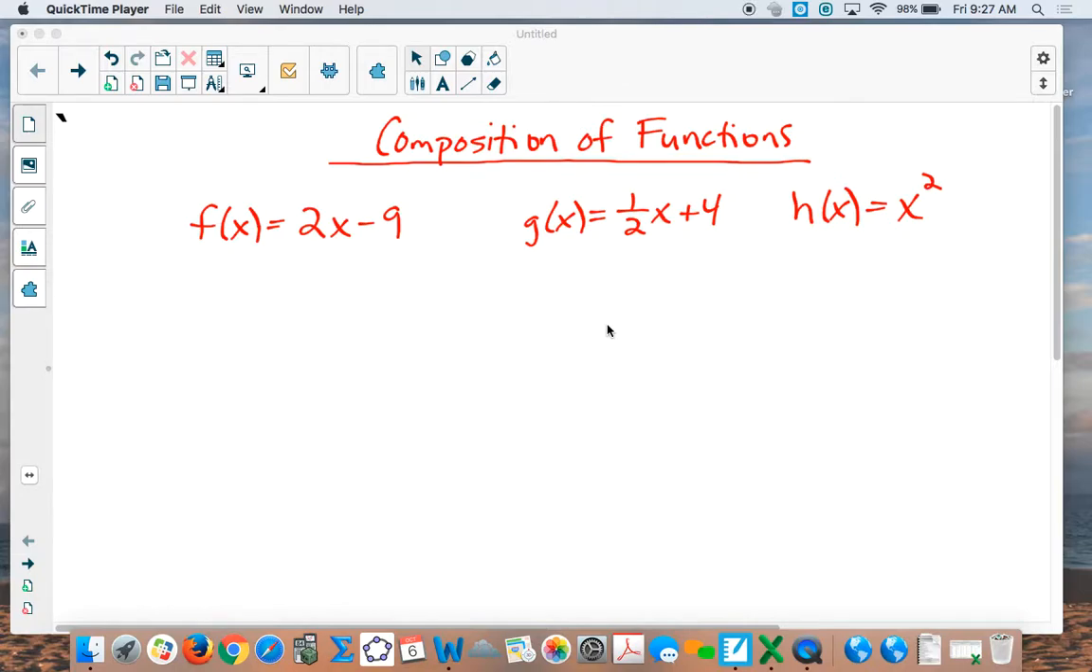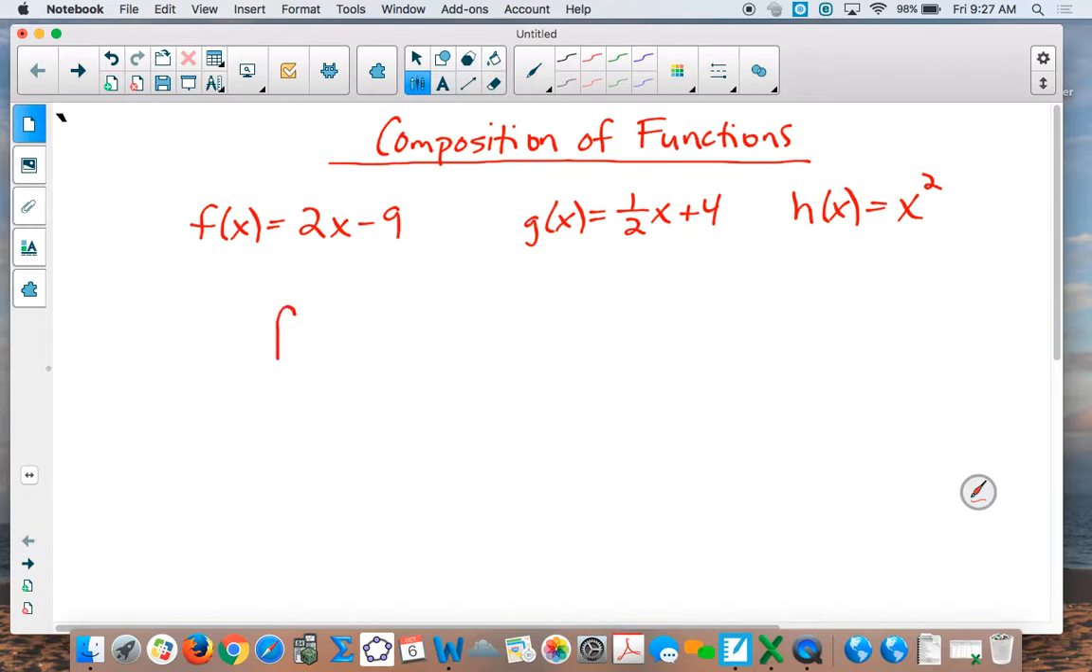Today we're going to be talking about composition of functions. This is really just evaluating functions by using the output of one function as the input of another. So let's talk about notation first. You might see something that looks like this.